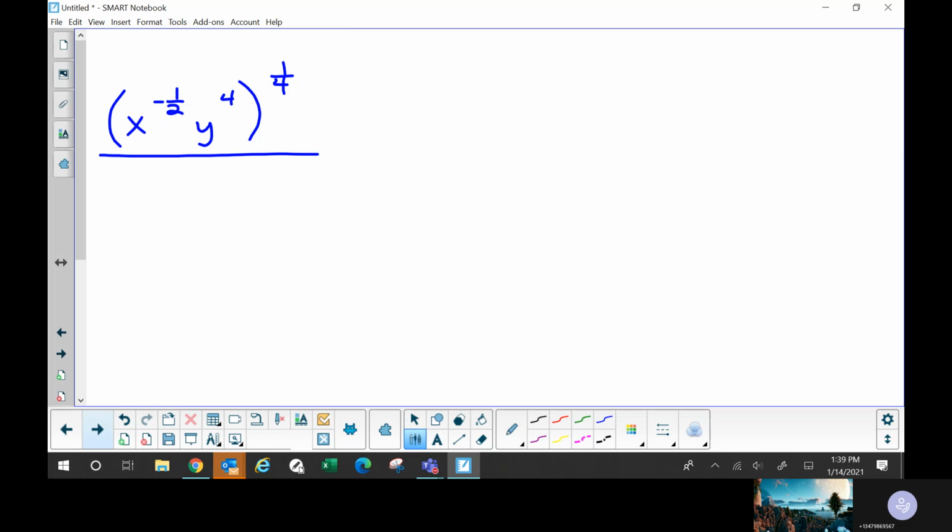On the bottom part, you have... Nope. Sorry, I got ahead of myself. On the bottom, you have x to the 2/3, y to the 3/2 times x to the negative 3/2, y to the 1/2.